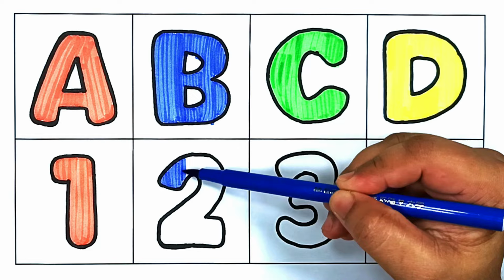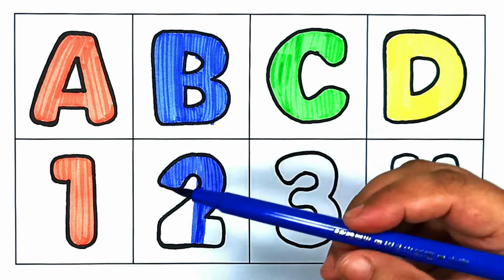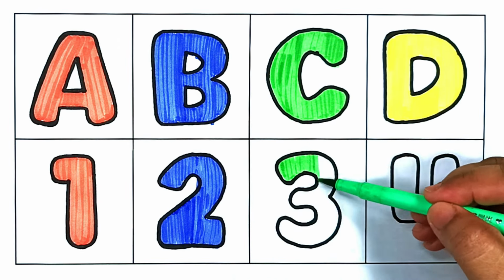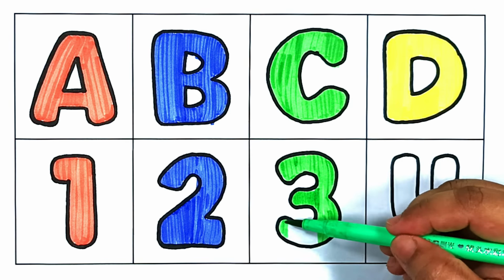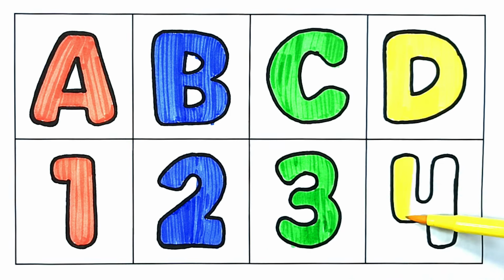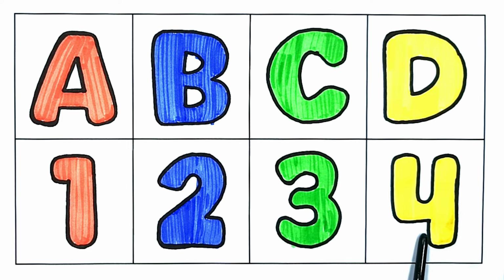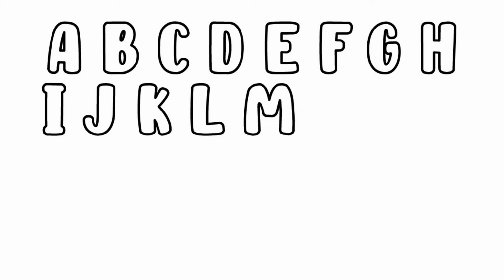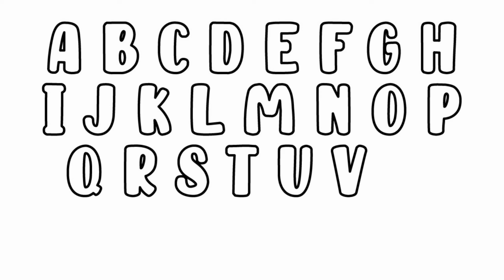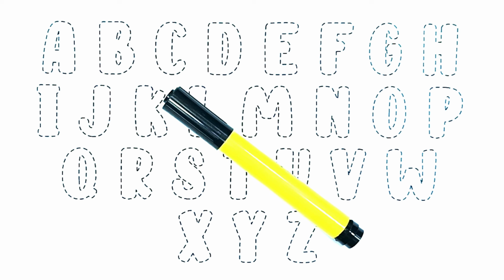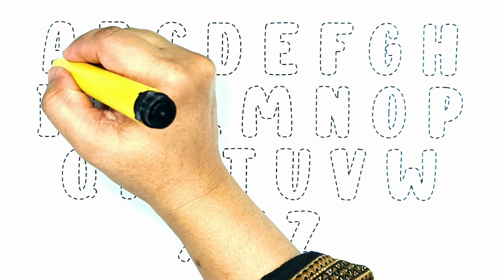1. Blue color. 2. Green color. 3. Yellow color. 4. A, B, C, D. 1, 2, 3, 4. A, B, C, D, E.